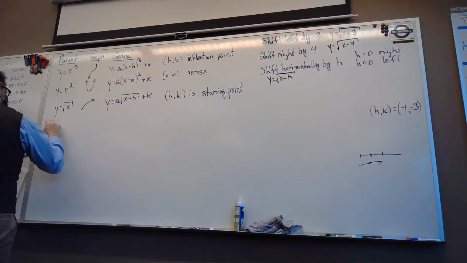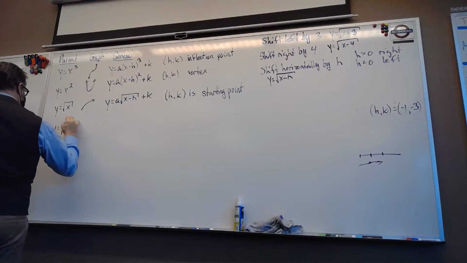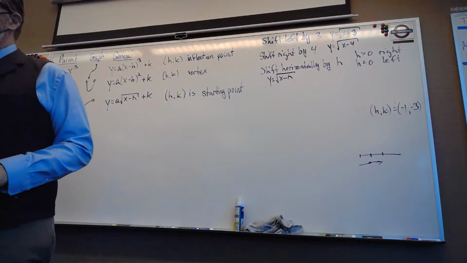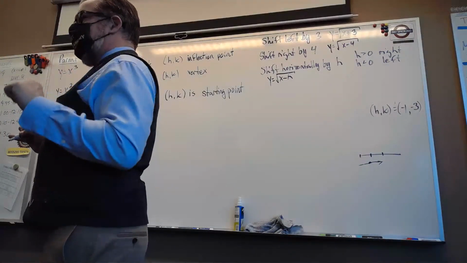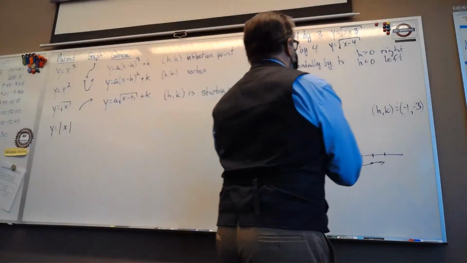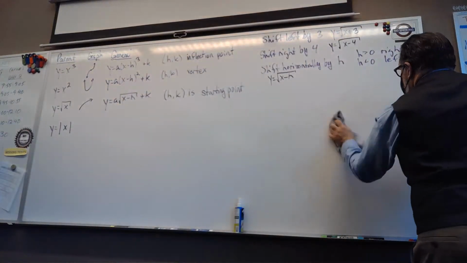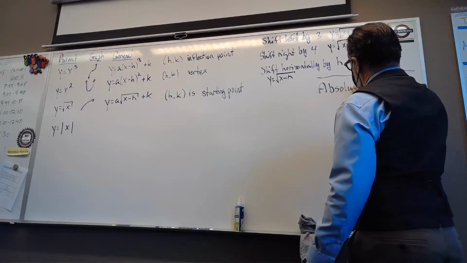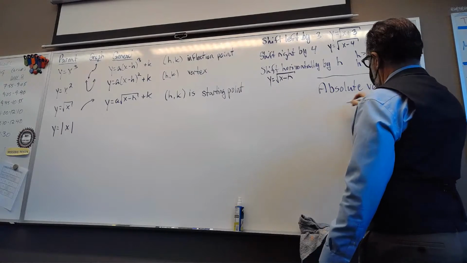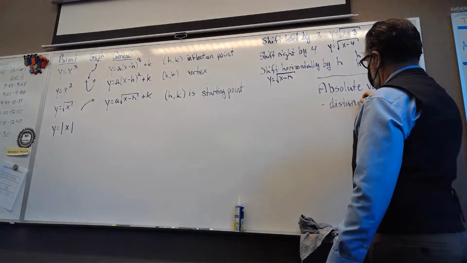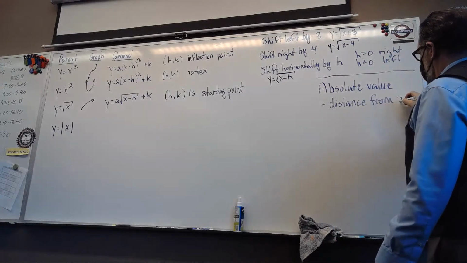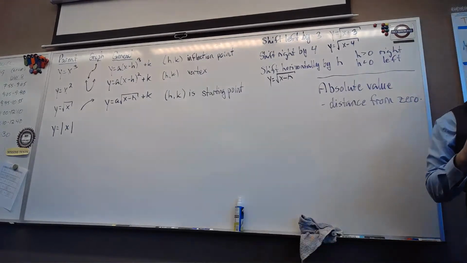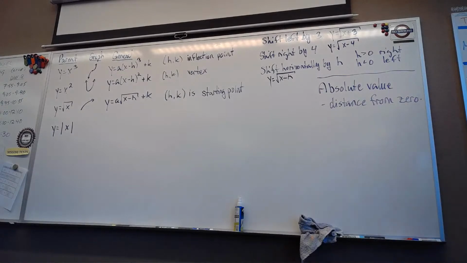New function, y equals the absolute value of x. Now, before we get into the investigation, let's remind ourselves what absolute value means. Absolute value function tells you the distance from 0. This is why absolute values are always positive, because it's a distance from 0 and we don't care which direction.